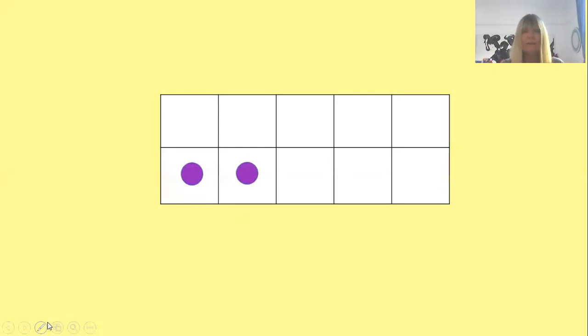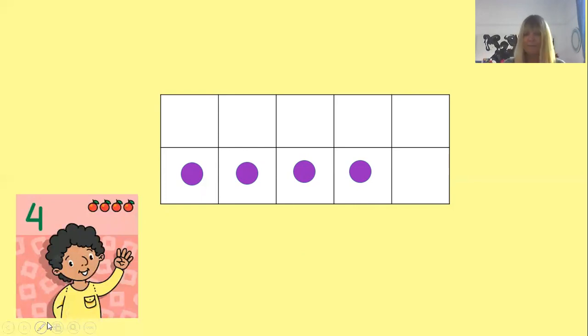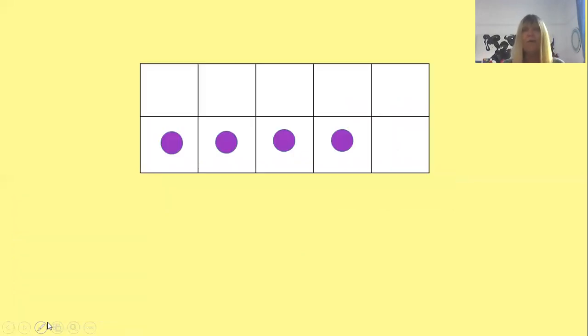1, 2, 3, 4. Show me with your fingers. Show me that many. Fantastic. We've got a little girl showing us 4 fingers there. So we've got 4 purple dots in the 10 frame, and we're going to write our number sentence, and it's a takeaway number sentence where we subtract the purple dots from the 10 white squares.